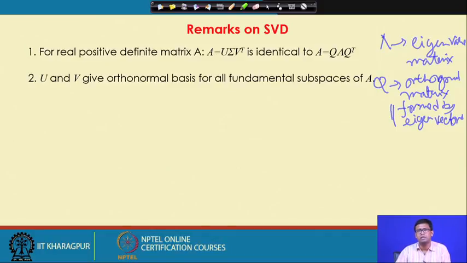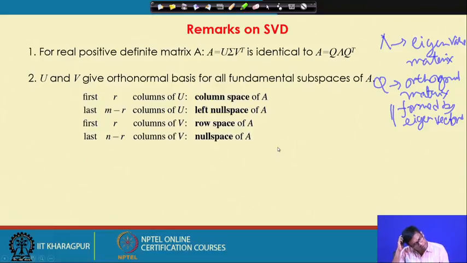So, we have seen that sigma has r non-zero entries. Therefore, A A transpose and A transpose A will have non-zero eigenvalues, exactly the same in number as the rank of the matrix A. Therefore, U and V, because they are the eigenvector matrices, will have the same number of independent eigenvectors. Similarly, that will be determined.